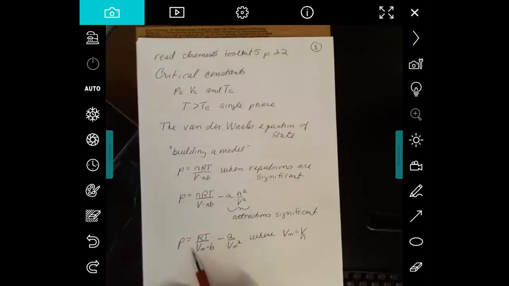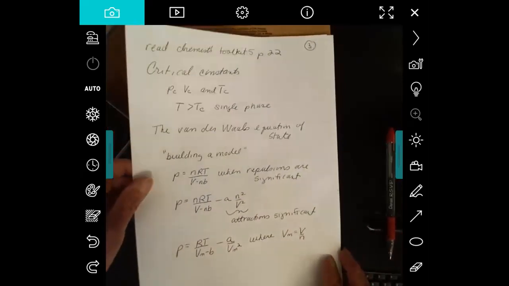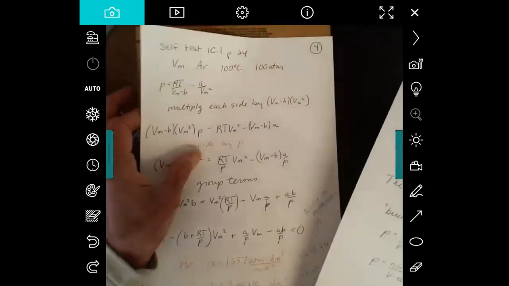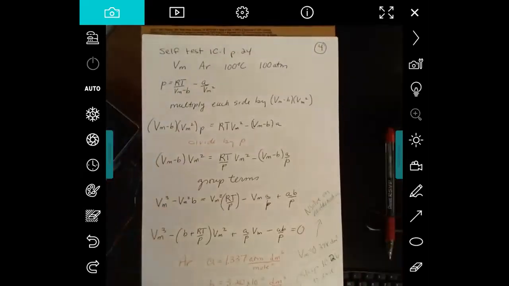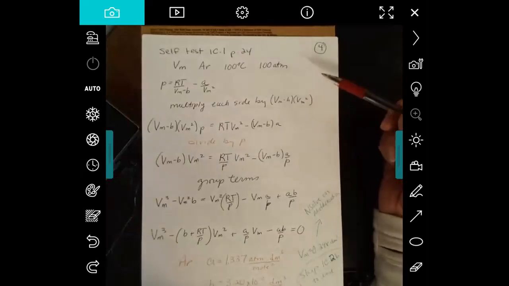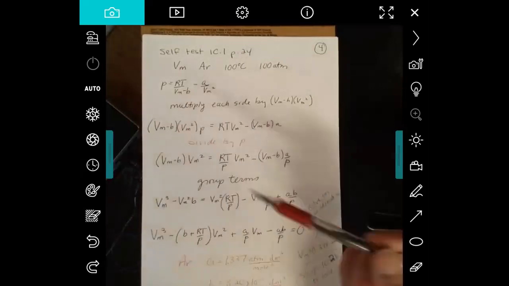So we can also just rewrite this with our molar volume, which is going to be more common. So I just took it and divided everything by N. So if we look at self-test on page 24, it asks you to determine the molar volume of argon at 100 degrees C and 100 atmospheres using the van der Waals equation of state. So we want to look at this, and as we rearrange and try to solve for volume, we start with the van der Waals equation of state.